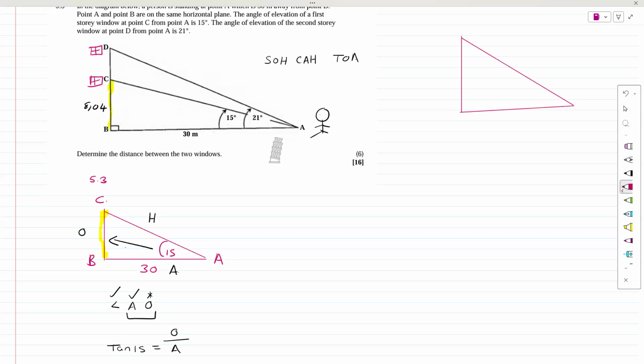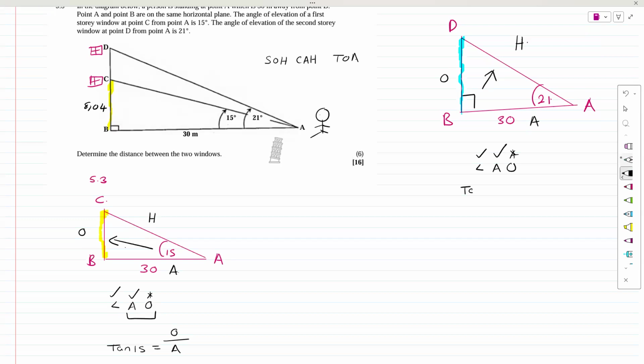the full triangle would be 21. It would be D, A, and B. And we do have 30. The part we're aiming for is here to calculate the second story window. We label it as opposite, hypotenuse, and adjacent. And we start working, guys, because it's the same thing. We've got the angle, we've got the adjacent, and we want the opposite. It's the exact same thing.